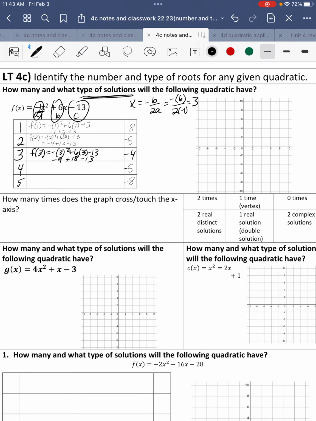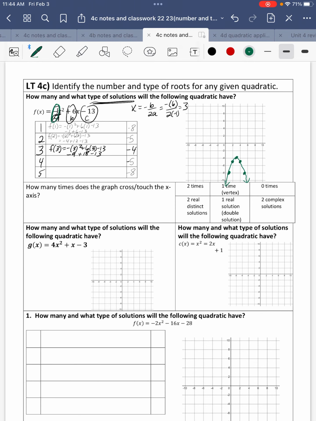We have 3, -4: 3 to the right, down 4. We have 2, -5. And 1, -8. We have 4, -5. And 5, -8. So this is what our quadratic looks like. It's upside down. You would know that anyways, because our a is negative. It will always be an upside down U.